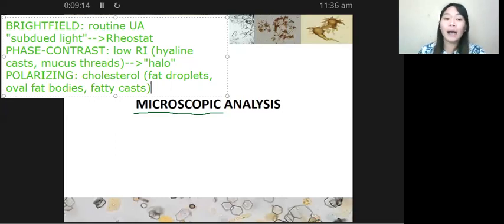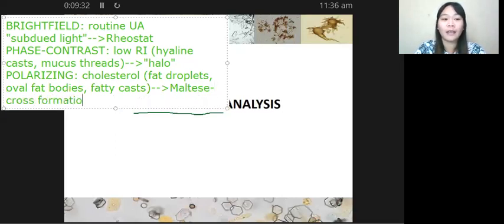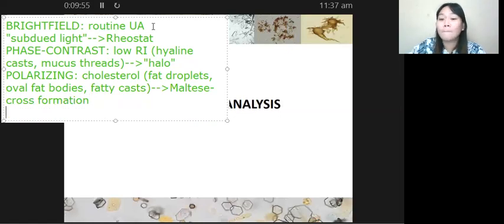Okay? So, under your polarizing microscope, your cholesterol will have a characteristic appearance. And again, what is the characteristic appearance of your cholesterol under your polarizing microscope? We have your Maltese cross formation. So if your fat droplets, your oval fat bodies, your fatty casts contain cholesterol, they will also show what we call the Maltese cross formation. Yes, demonstrable under your polarizing microscope.